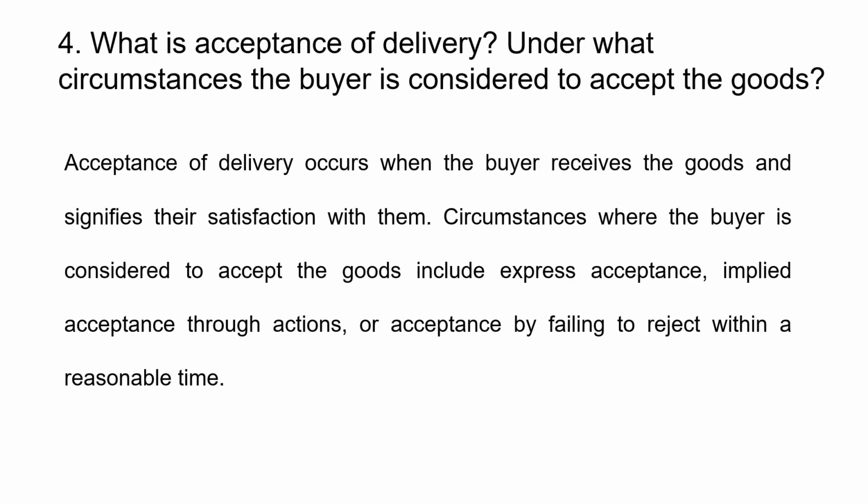Question number 4. What is acceptance of delivery? Under what circumstances the buyer is considered to accept the goods? Acceptance of delivery occurs when the buyer receives the goods and signifies their satisfaction with them. Circumstances where the buyer is considered to accept the goods include express acceptance, implied acceptance through actions, or acceptance by failing to reject within a reasonable time.